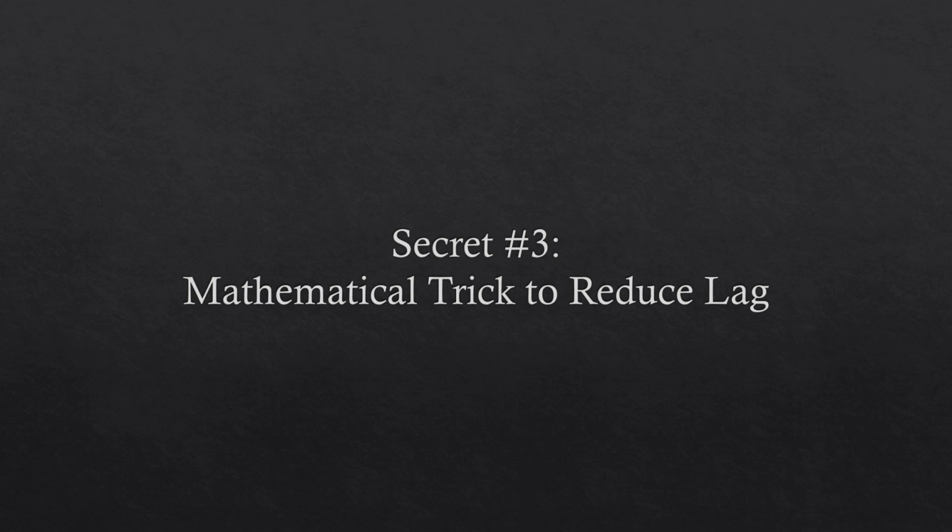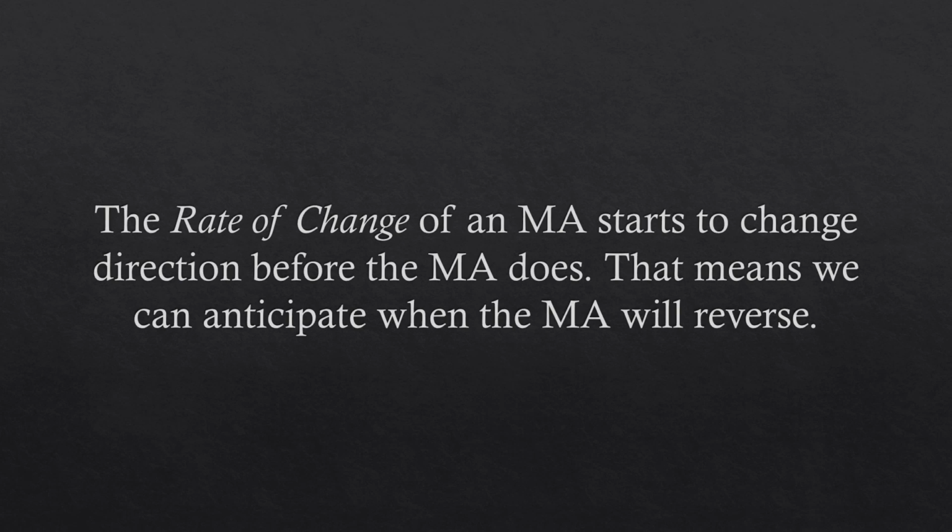Secret number 3. Mathematical trick to reduce lag. Beyond the whole moving average, there is another way of reducing the lag noise trade-off of any moving average, and not so many people know about this. This can be accomplished by measuring the rate of change of the moving average being used. The rate of change is simply the inclination of the moving average between 2 points.